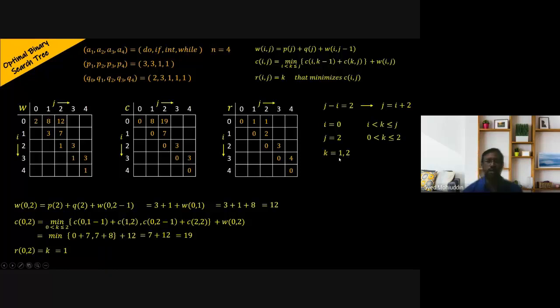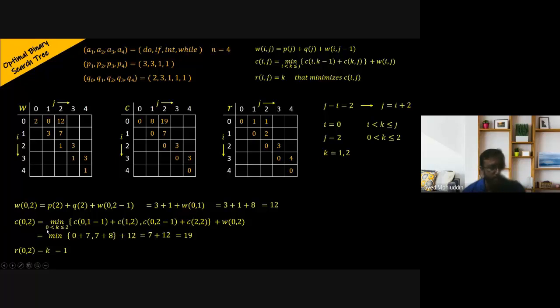So we will have two values for k, and for each of them we will compute. We compute W(0, 2): probability of 2 plus probability of unsuccessful search for 2 plus W(i, j minus 1), which is W(0, 1), since j is 2 and 2 minus 1 is 1. You can fill up these equations, compute them, and fill up these values, and you get the W(0, 2) value as 2 at this stage. Then we will compute C(0, 2).